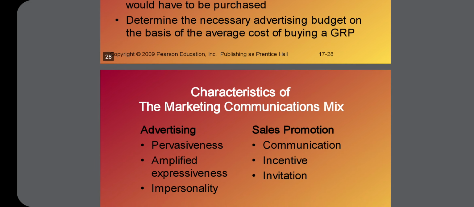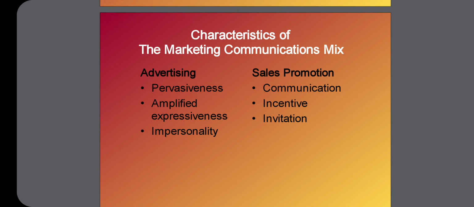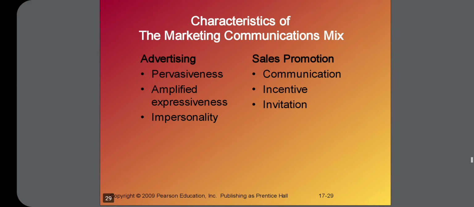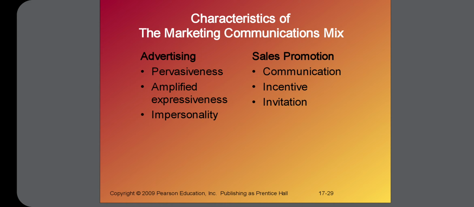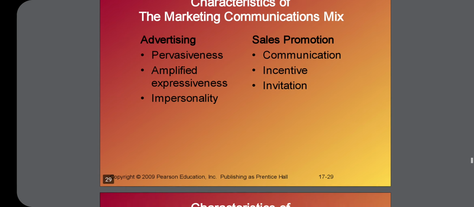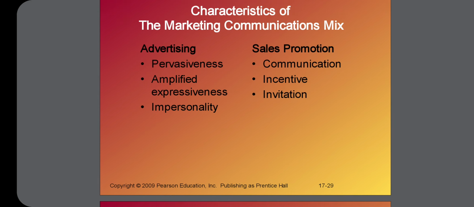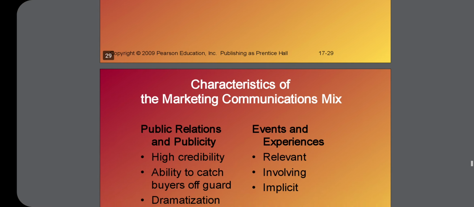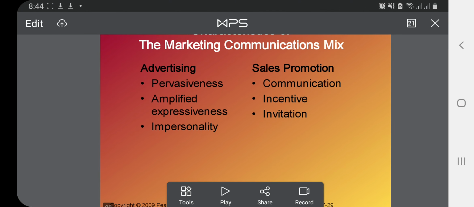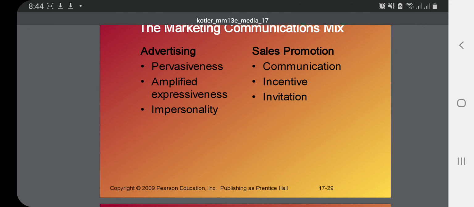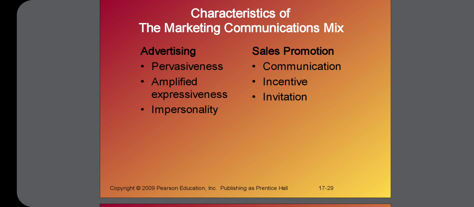Characteristics of the marketing communications mix. When we talk about advertising: pervasiveness, amplified expressiveness, and impersonality. While for sales promotion, you have communication, incentive, and invitation. So why is it that you want to make them buy immediately? When we talk about sales promotions, there are two types: trade or consumer promotion.